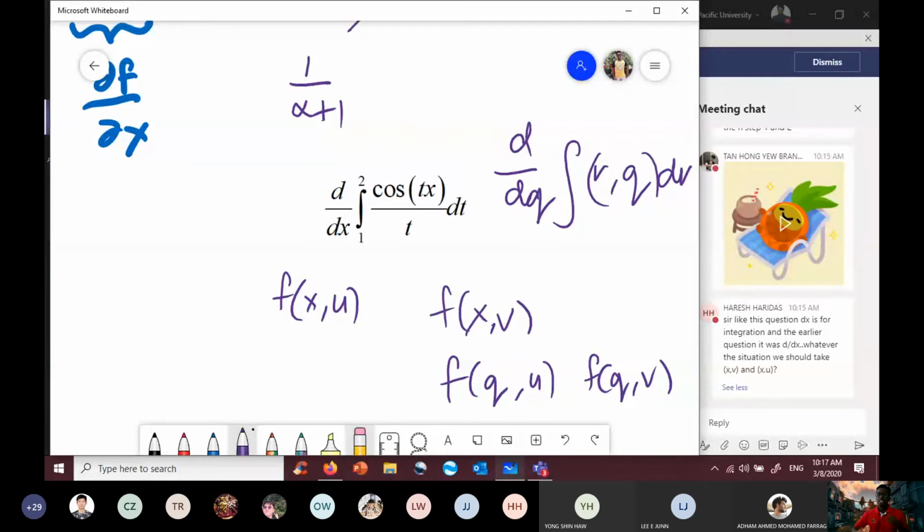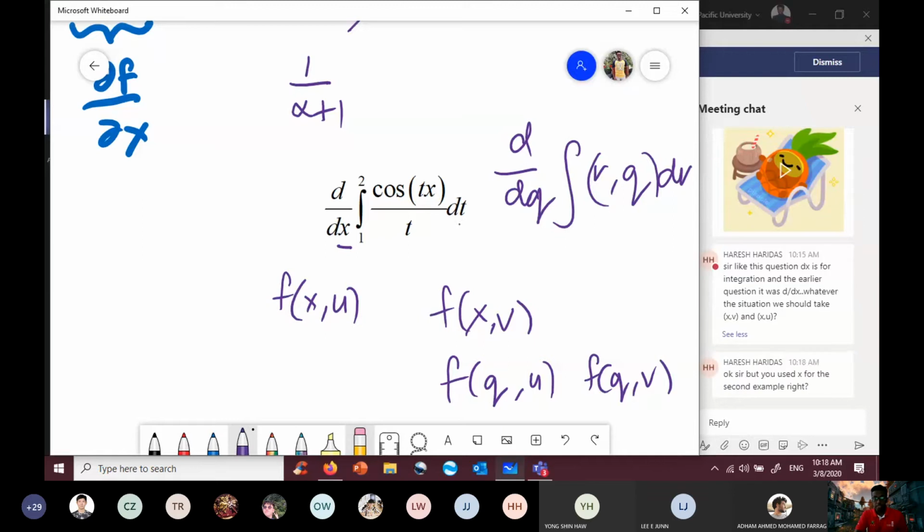Was that a bit clear, Harish? So don't always fix x and t in your mind. Fix it like this. The outer variable remains, the inner variable changes. So keep it that way. So in this case, your outer variable is x. X remains, your inner variable is t. So all the inner variable changes.